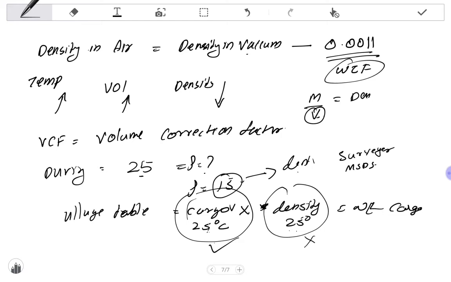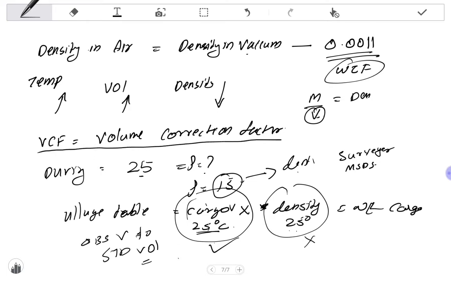Okay, so to bring the observed cargo volume, because this is the cargo volume you observed at 25 degrees, to standard volume, you need to multiply the observed volume with a factor, and it will bring that volume to standard volume. That factor is called volume correction factor.